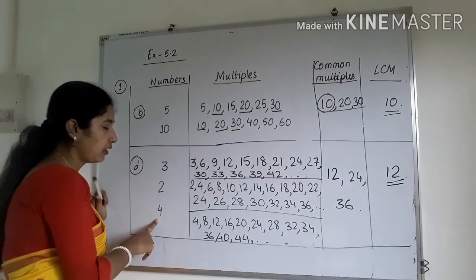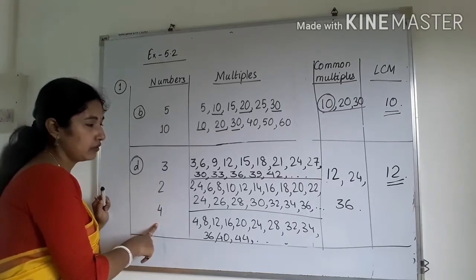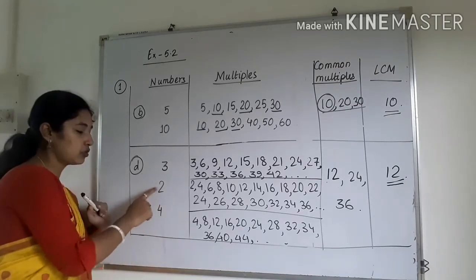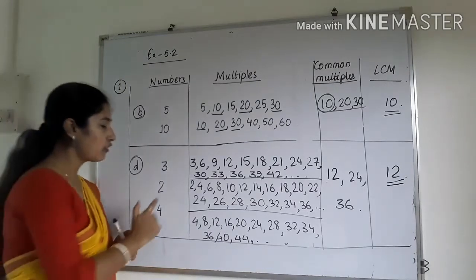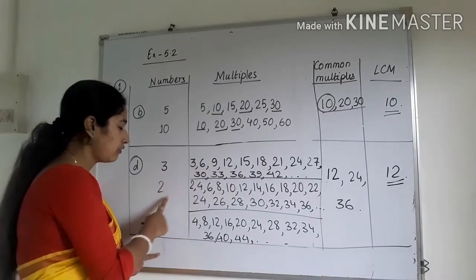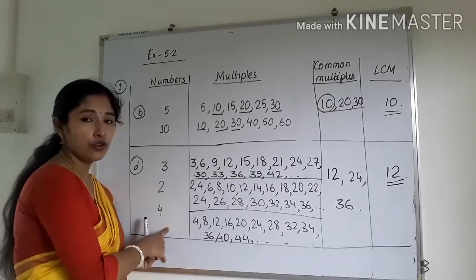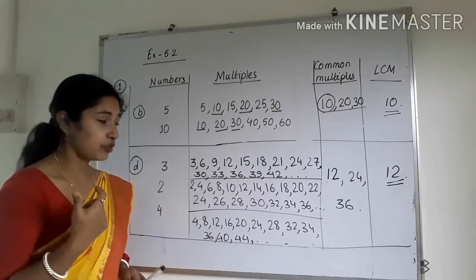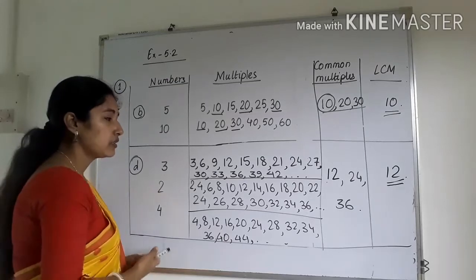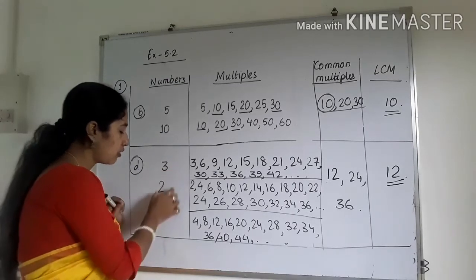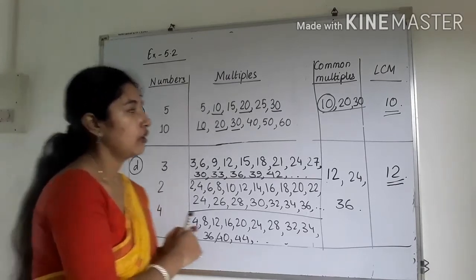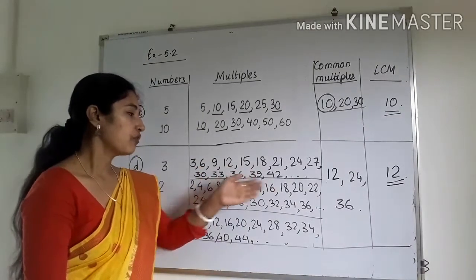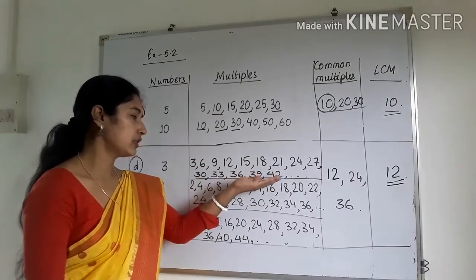Similarly, in question number D, there are 3 numbers: 3, 2 and 4. Now we have to find the first 3 common multiples as well as the lowest common multiple of 3, 2 and 4. So individually, first we have to find the multiples of 3, then the multiples of 2, then the multiples of 4. In the question it is given that we have to find only 6 multiples. But if we find only 6 multiples of 3, 2 or 4, then we will not get 3 common multiples. So that's why we have to go up further.